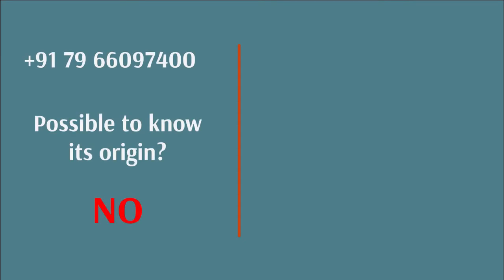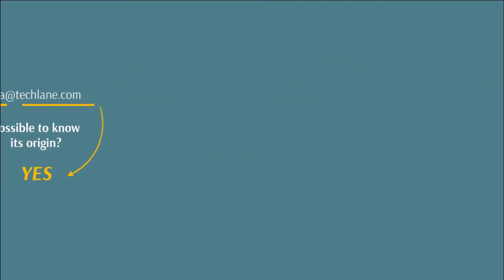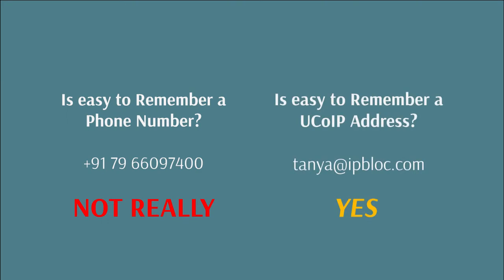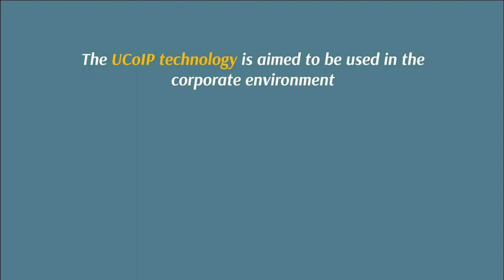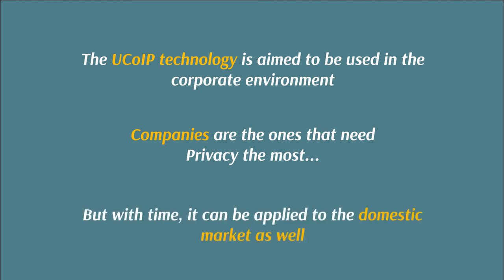When calling a number, it's impossible to know its origin, unless you have associated it to a name before. With the UCOIP address, you always know the organization, and possibly the name of the person. It's difficult to memorize a number, but it's easier to remember a UCOIP address. The UCOIP technology is aimed to be used in the corporate environment, because companies are the ones that need privacy the most, but with time, it can be used for domestic purposes.